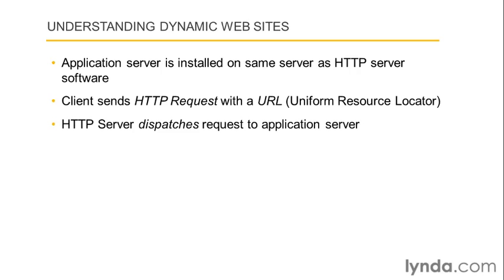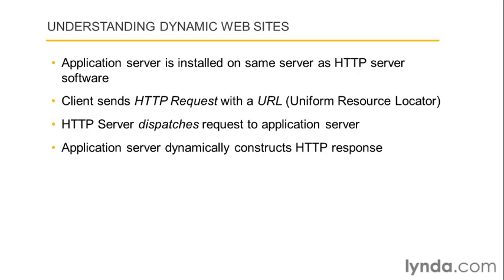The HTTP server software receives this request, but instead of responding to it directly as it does with a static website, it dispatches the request to the application server. It knows how to do this by looking at the file extension in the URL. If the file extension is .cfm, that's a request for the ColdFusion server. .asp would be for active server pages, ASPX for ASP.NET, and .php for the PHP application server.